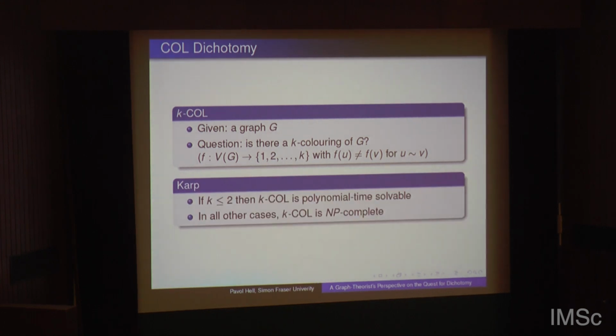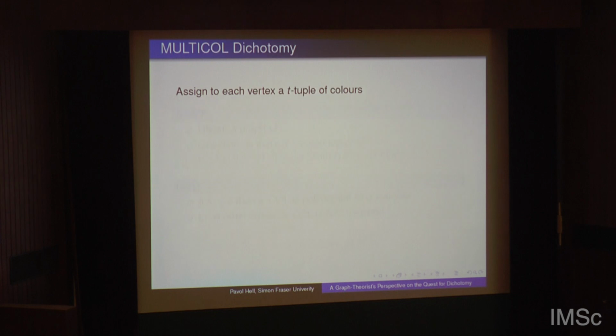Karp proved that if K is at least 3, then the K coloring problem is NP-complete. So this is a prototype dichotomy. This was extended in graph theory in many different ways. For example, multicolorings. In multicolorings, you are assigning to a vertex not one color, but a t-tuple of colors. And adjacent vertices must receive disjoint t-tuples.